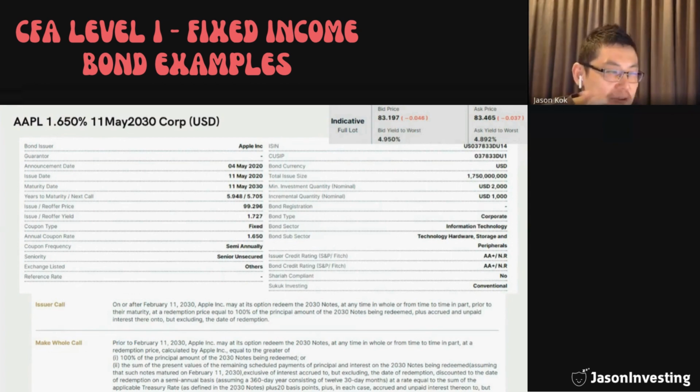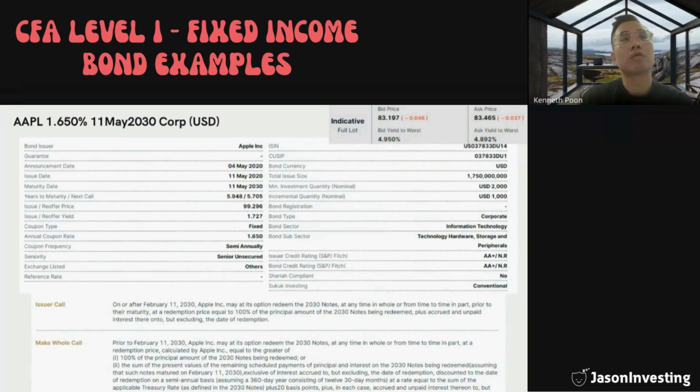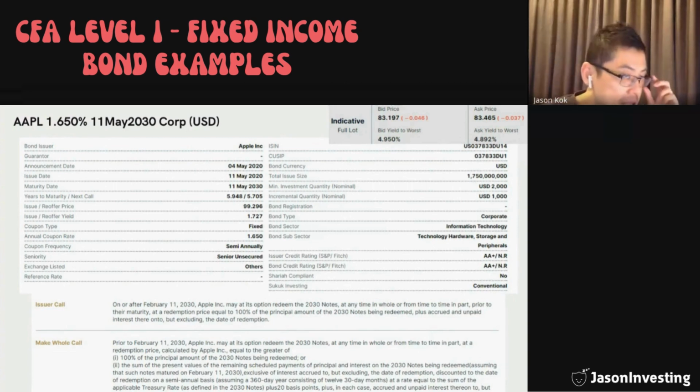Okay, I'll give you a hint. It has something to do with interest rate. So the interest rate actually went up. Correct. During this time, yeah. So if Apple were to issue a new bond now, it would be issuing at a higher interest rate because the market rate is now higher.